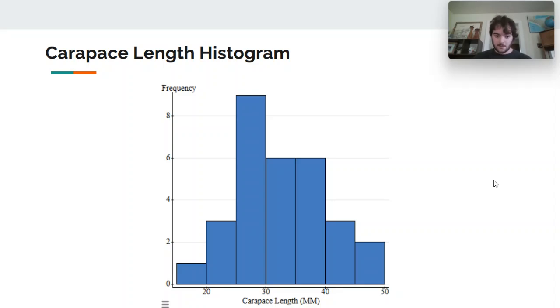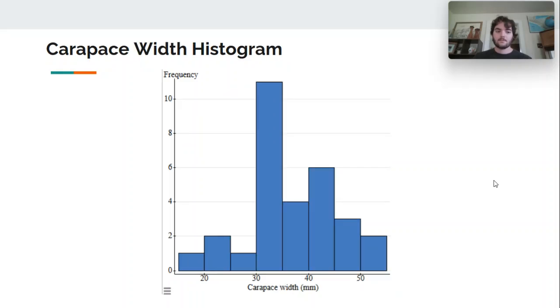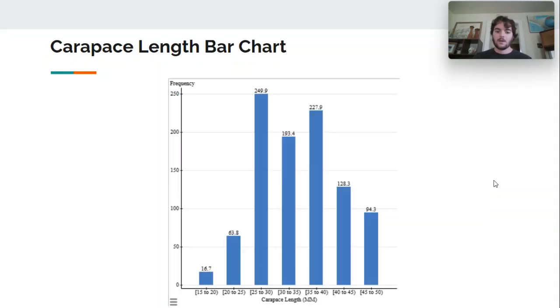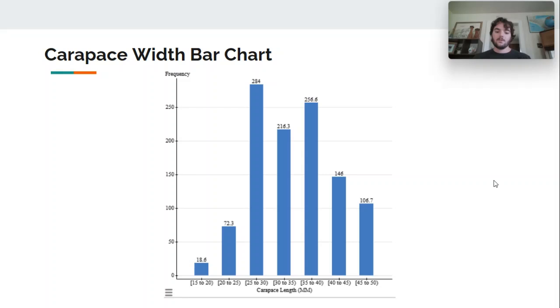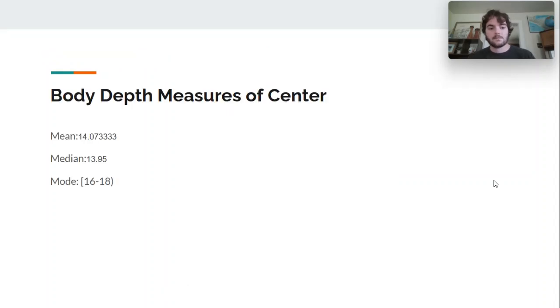As you can see in my histogram, the 25 through 30 range is the highest. Here's my carapace width. As you can see, the 30 through 35 is the highest in frequency. Both have a solid bell curve. Similarly, in my carapace length bar chart, you can see that the 25 through 30 length is the highest. And in the width chart, the 30 through 35 width is the highest.